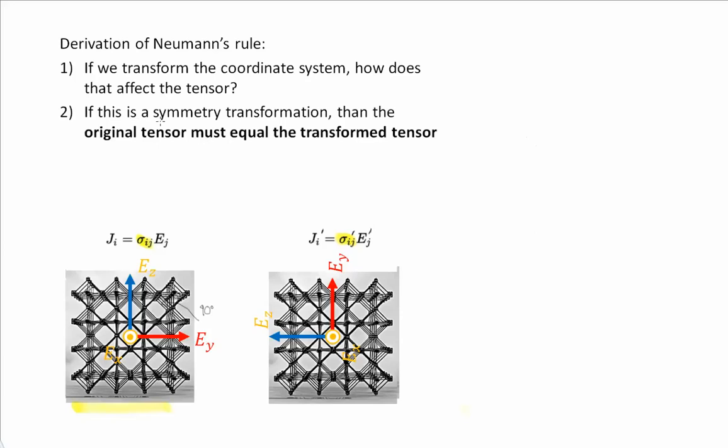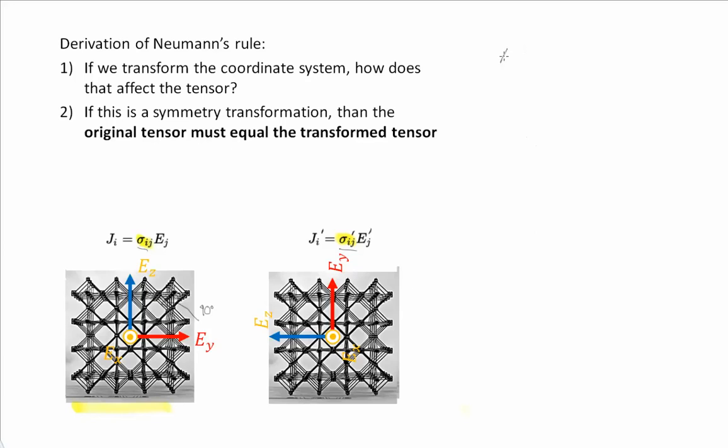And then the second part is, if this is a symmetry transformation, so let's say that 90-degree rotation leaves the structure unchanged, and I know it does for this cubic system, then if that's the case, the original tensor has to equal the transformed tensor. So each individual component of this rank 2 tensor can be matched one by one against a component in the transformed tensor. And that's where the restriction on what this tensor can actually look like comes from.